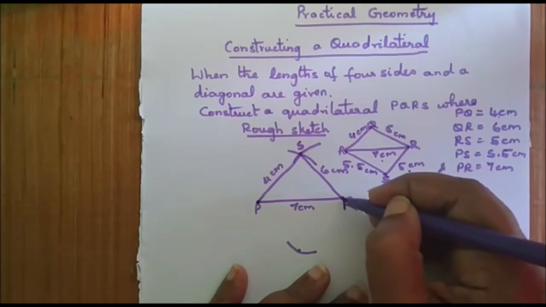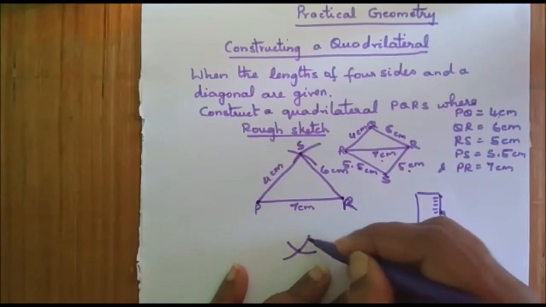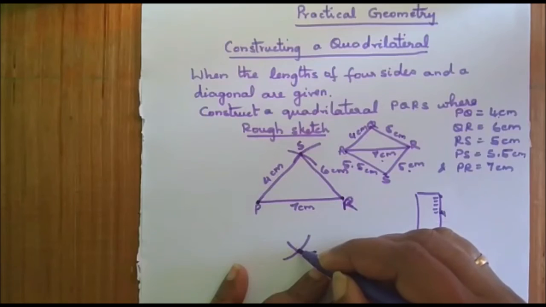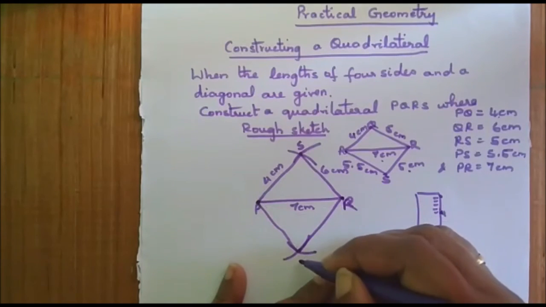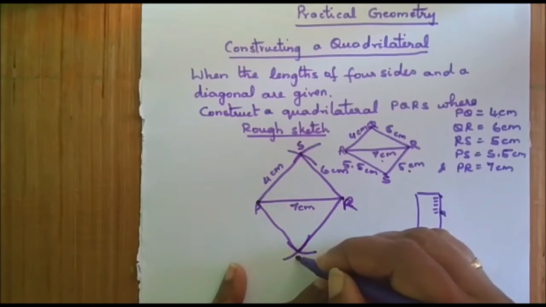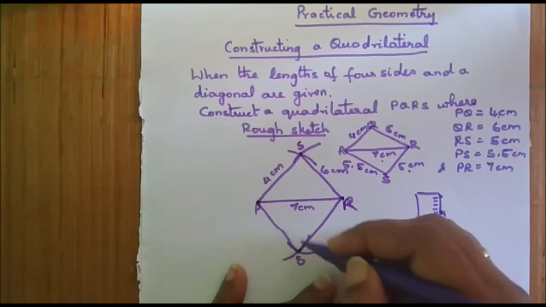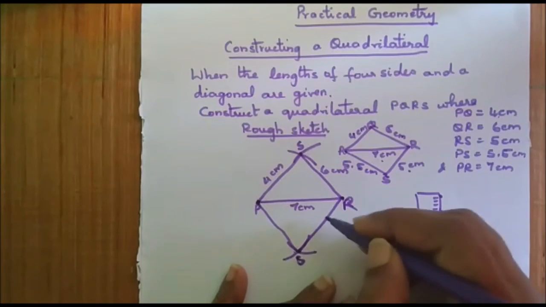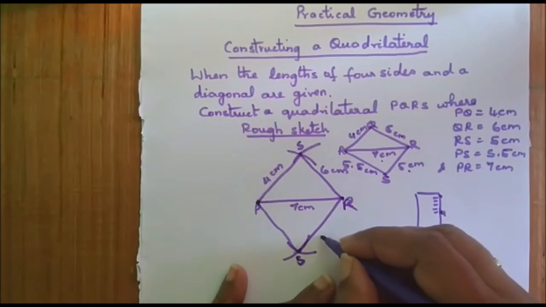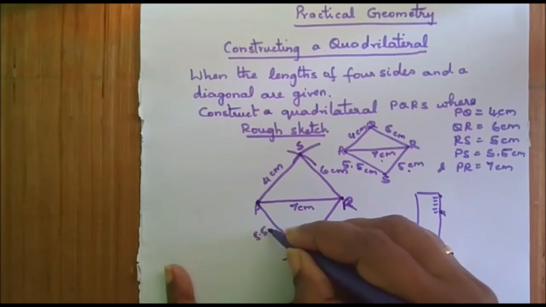Similarly, keep your tip at R, measure 5 centimeter and draw an arc. Please note that the arcs should cut each other. So this point I call S. This arc you have to draw on the down side of P. Join it, I get S. So this is 5 centimeter and this is 5.5 centimeter.